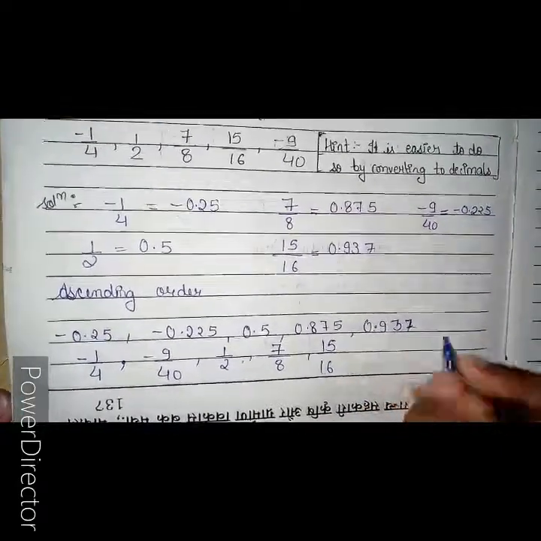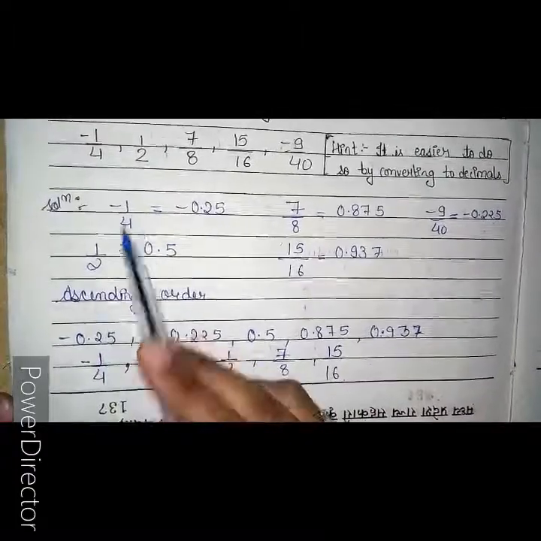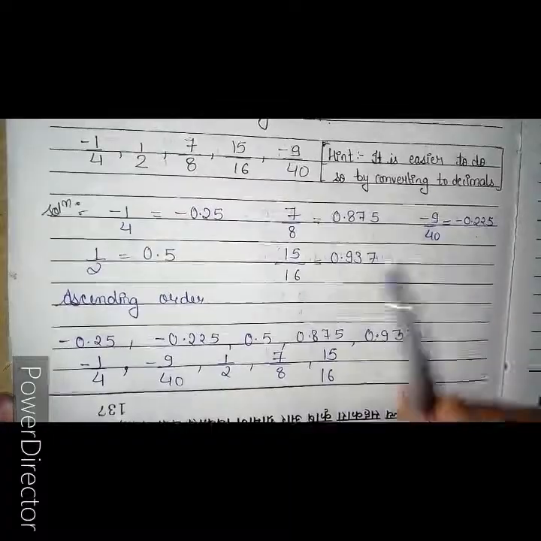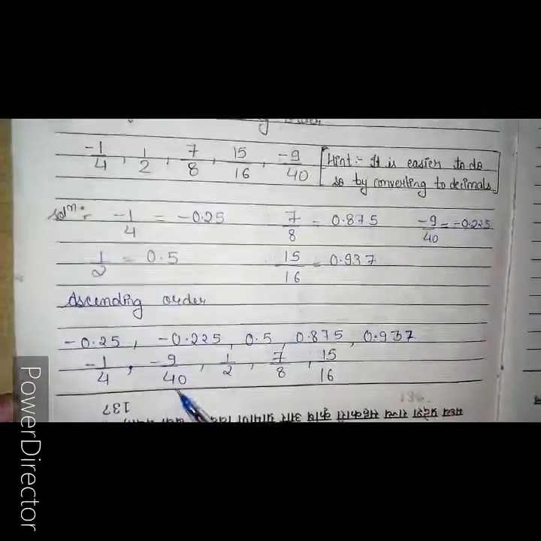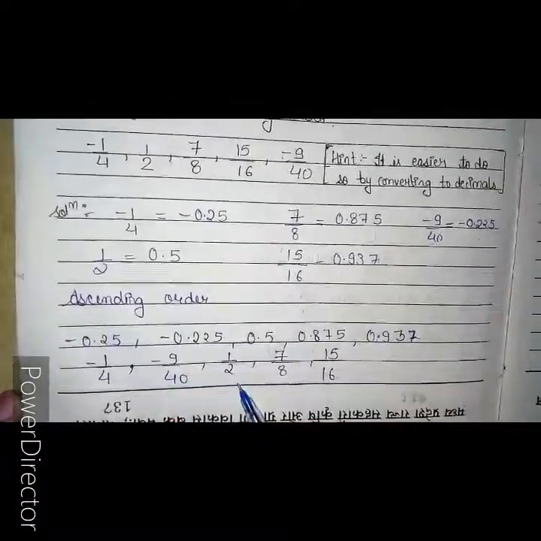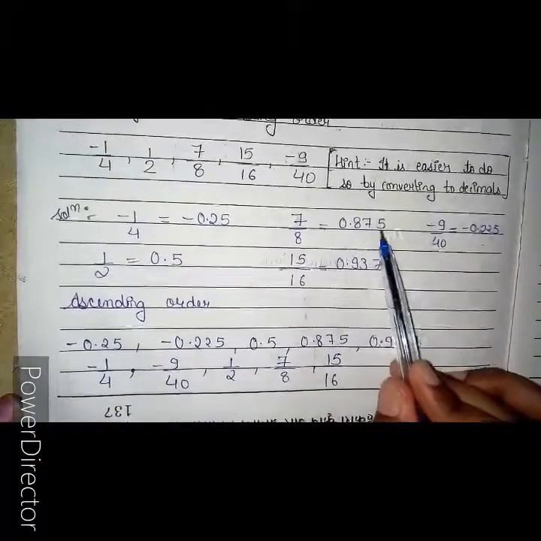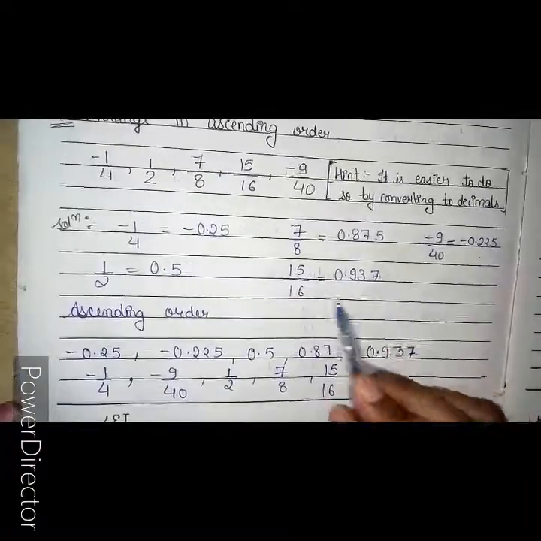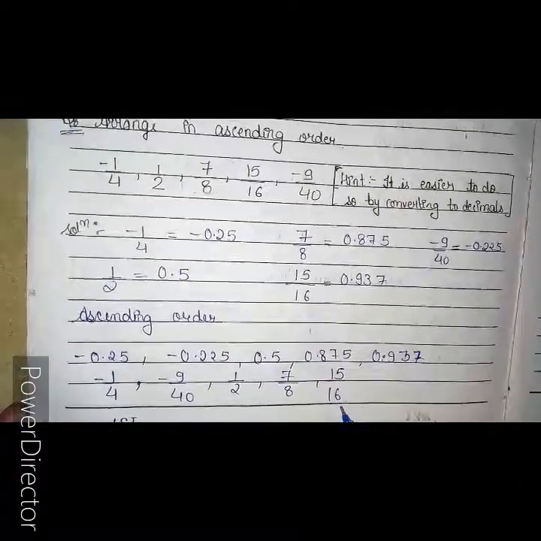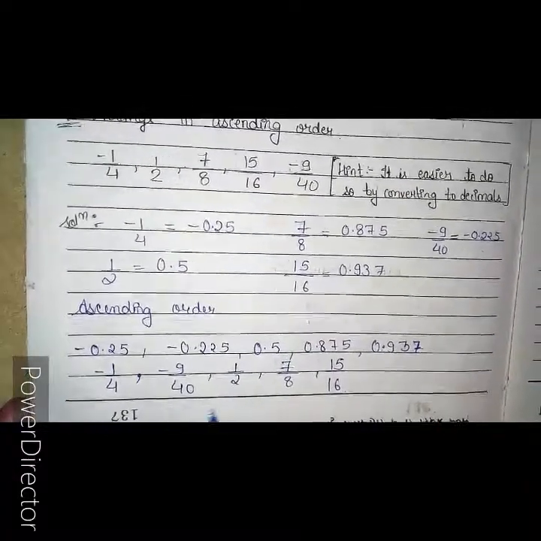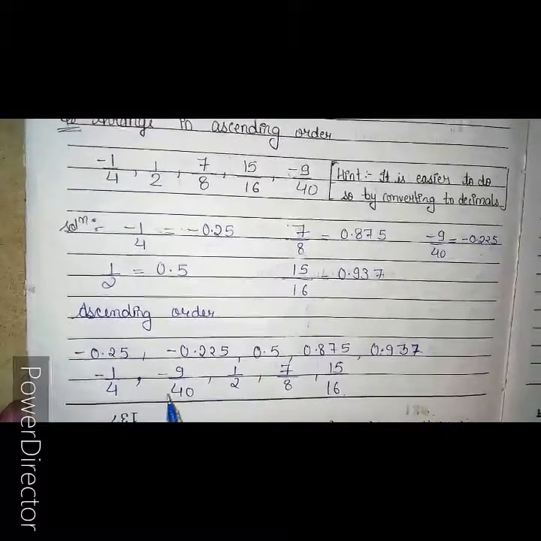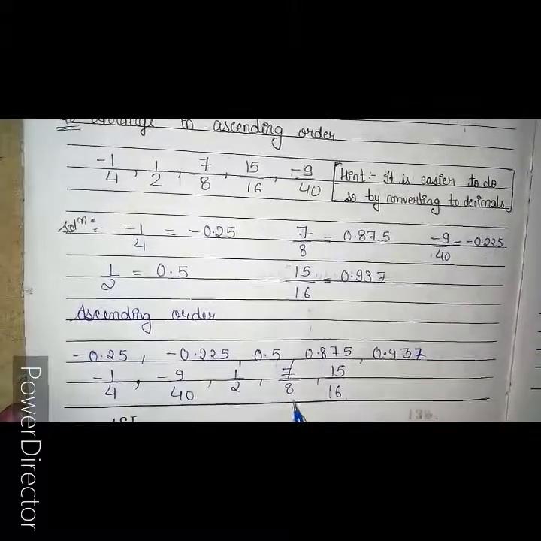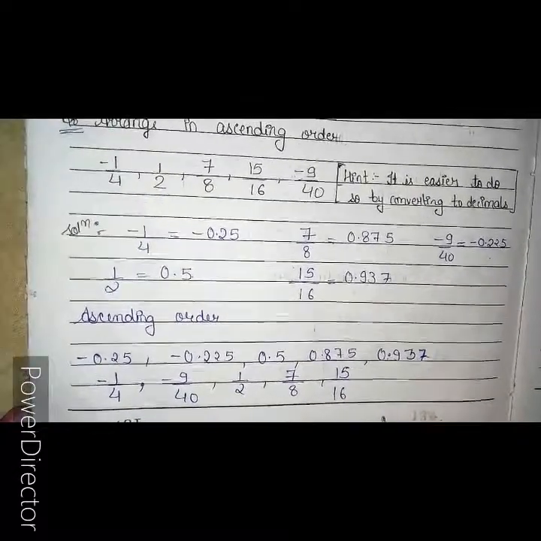Now minus 0.25 equals minus 1 upon 4, minus 0.225 equals minus 9 upon 40, and 0.5 equals 1 upon 2, 0.875 equals 7 upon 8, and 0.937 equals 15 upon 16. So the ascending order is minus 1 upon 4, minus 9 upon 40, 1 upon 2, 7 upon 8 and 15 upon 16. This is the answer.